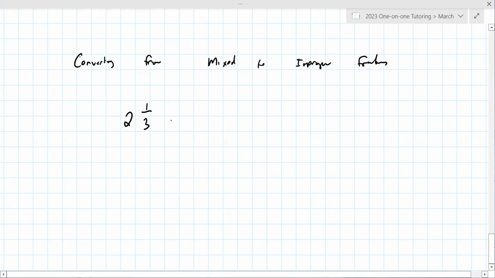Okay, so here's how you convert this to an improper fraction. You take the 3, which is on the bottom, you multiply it by the number in front, and add 1. Can you tell me what this results in? Yeah, 7. 7, and then you divide it by the bottom number.